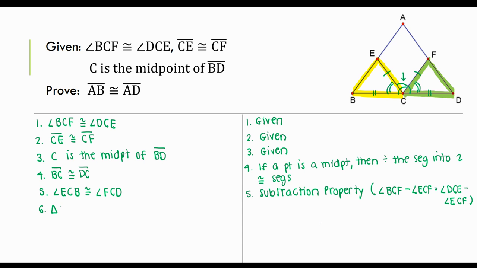So I can say that the triangle of ECB is congruent to the triangle of FCD, and that's because of side angle side. So the first set of sides in the triangle came from step number 2. The angle came from step 5 when we subtracted. And then step number 4 got us our other set of sides.